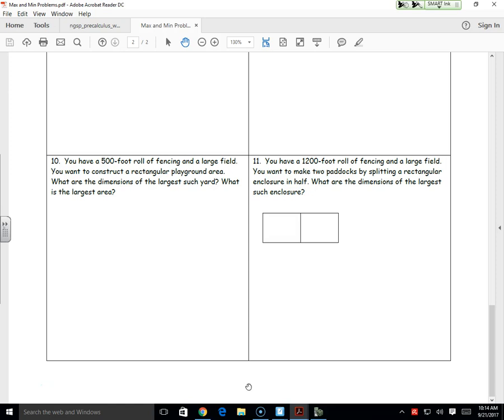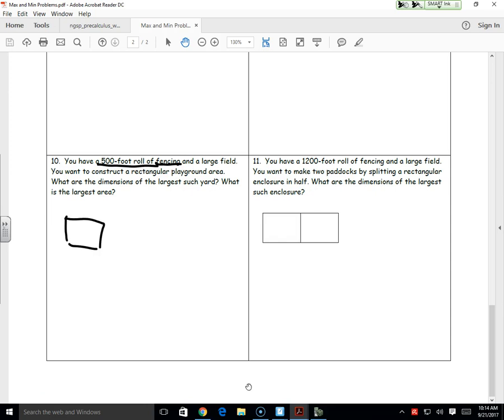So what do they say? We have a 500-foot roll of fencing. You guys know what those are, right? The big old huge rolls like in Home Depot, and you have to unroll it and then you get the portable fencing around. Well, I guess it could be portable or not. Either way, the big old roll of fencing. What does fencing do? Go in or go around? Ooh, that's important. Okay, you want to construct a rectangular playground area.